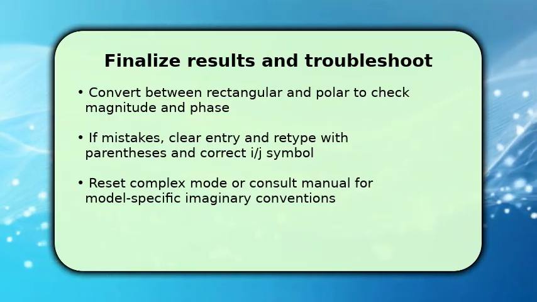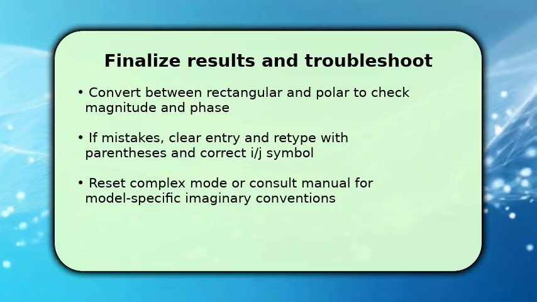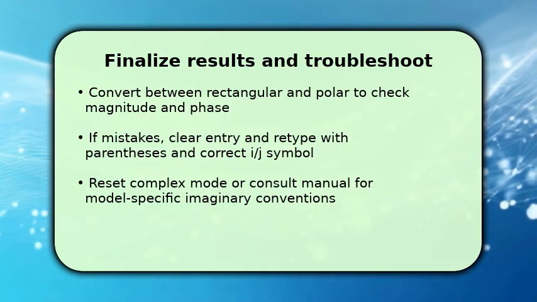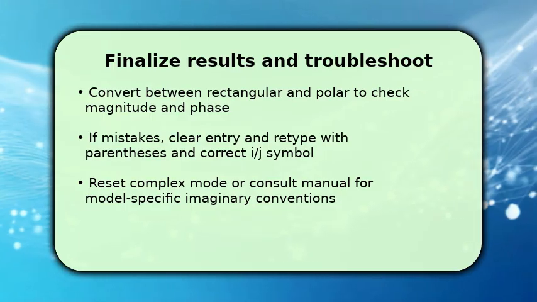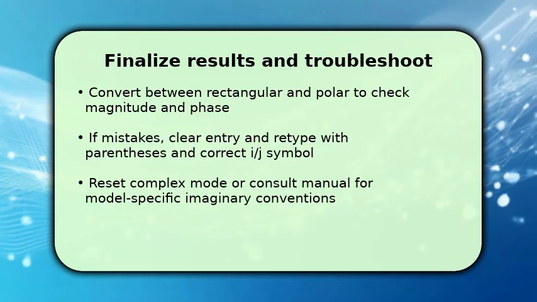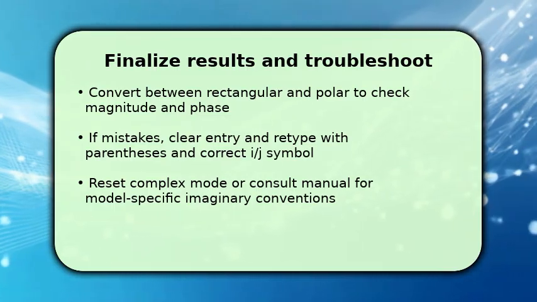Convert to rectangular or polar to confirm magnitude and angle, since visual checks catch sign errors. If the value looks wrong, clear the entry and retype using explicit parentheses and the correct I or J symbol. Many errors come from missing grouping.